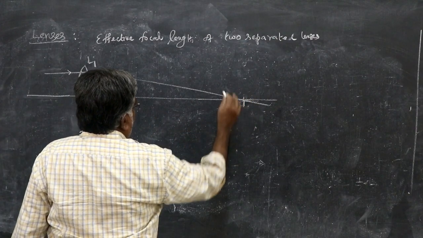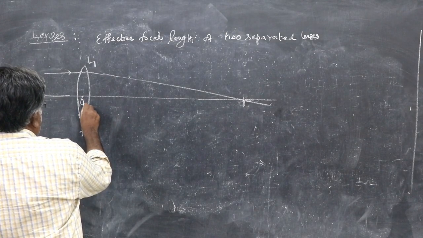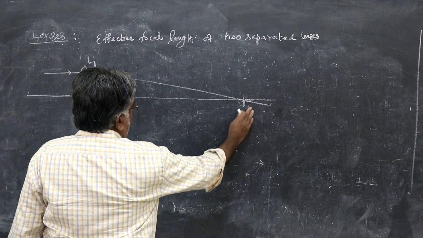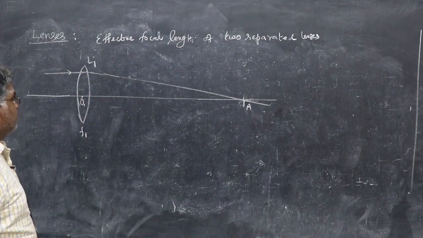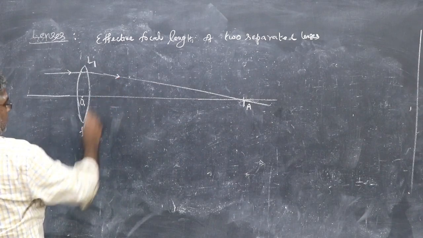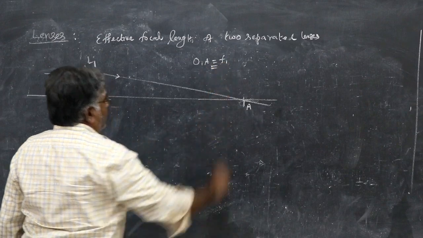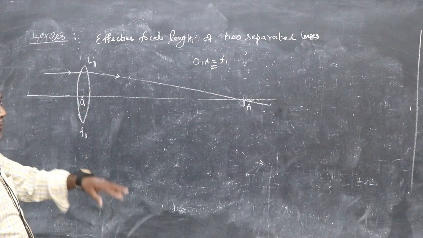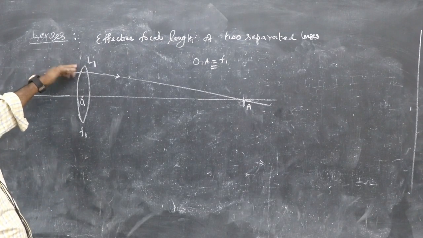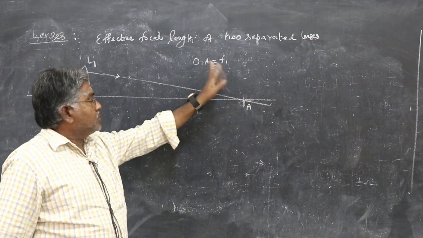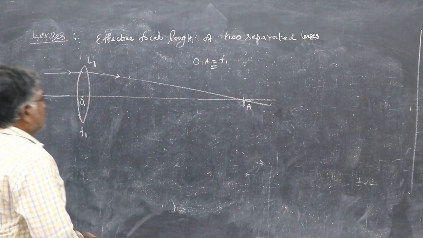Just take it as, say, O1. I just give some arbitrary symbol, say A. Of course, O1A is f1. A is the second principal focus of this lens. Naturally, a ray parallel to the axis after refraction will pass through the principal focus. Okay, this is quite obvious.